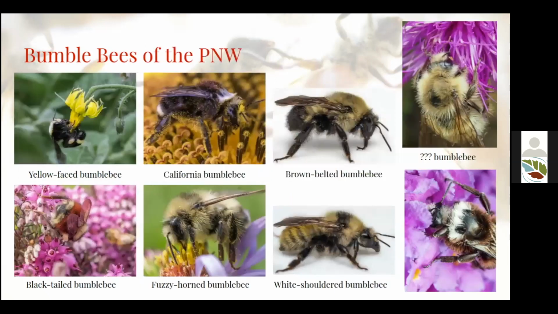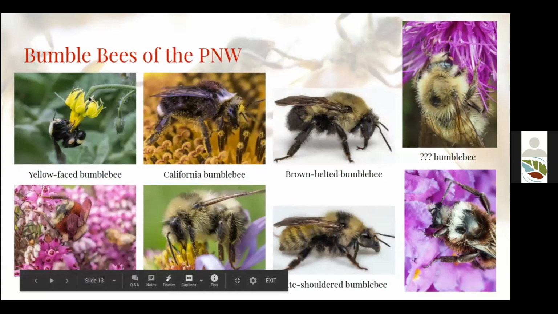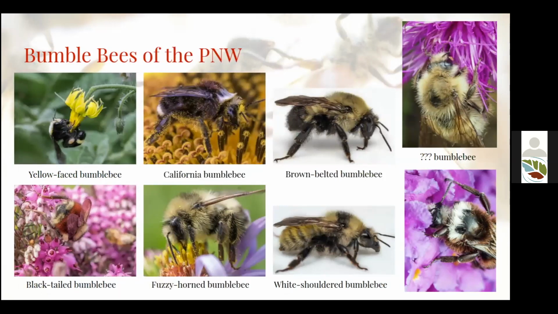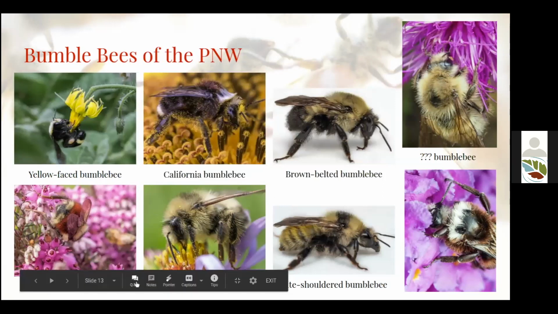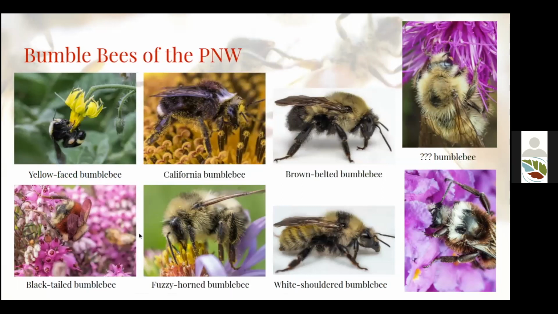Okay. And so these are some of the most common bumblebees we have in the Pacific Northwest. Here in the top corner, we have a yellow-faced bumblebee. They are definitely the most widely seen in the Portland metro area. California bumblebee, brown-belted, white-shouldered. Fuzzy-horned is one of my favorites to come across. That is Bombus mixtus, and they have very teddy bear-like mottled hair.